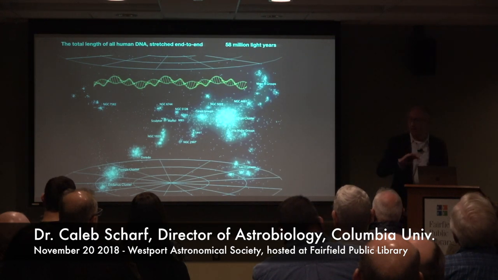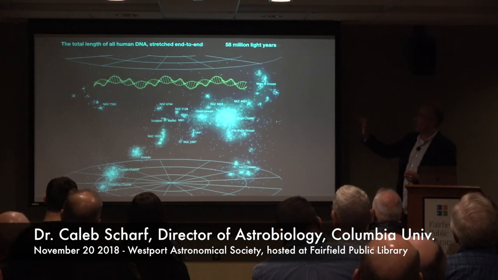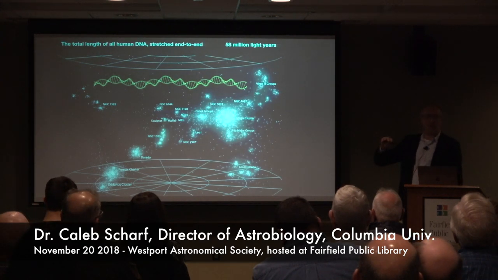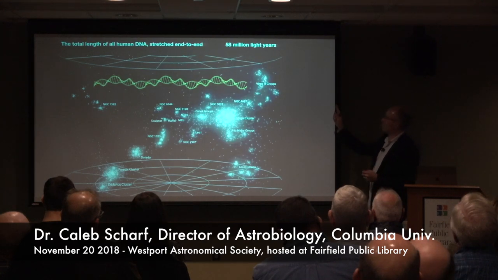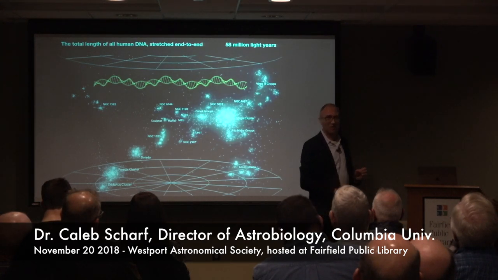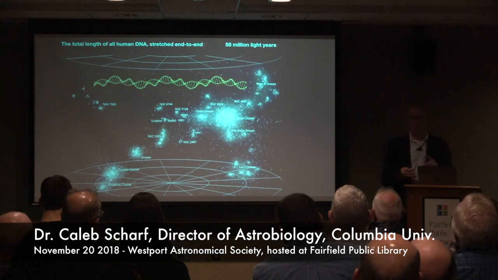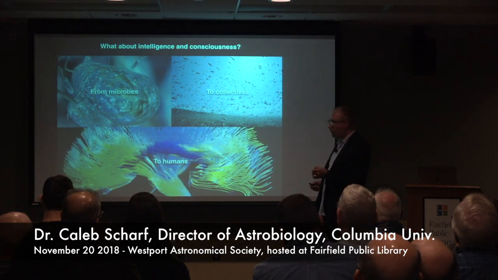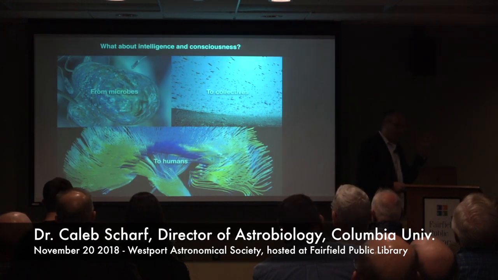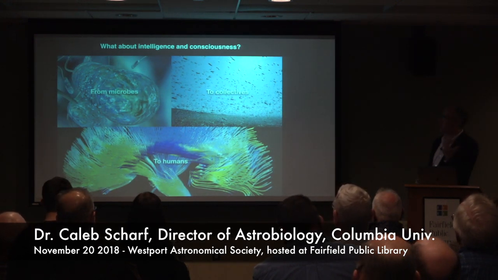And someone told me as well, apparently when I showed this somewhere, someone said, oh, yeah, why use humans? Use viruses. If you did their genetic code, it would stretch for 200 million light years. Because we're really on a planet of viruses and smaller things than us. So life is complex. And what about intelligence and consciousness?